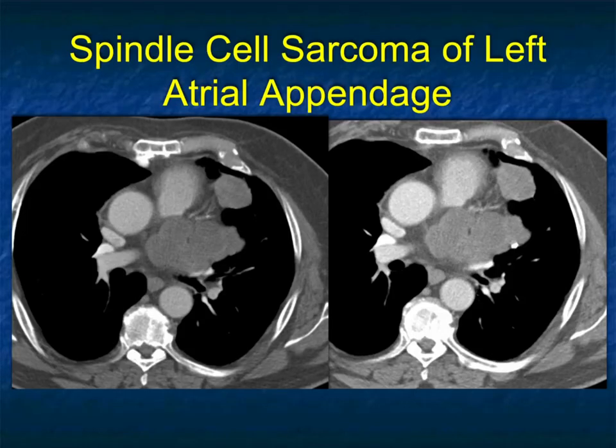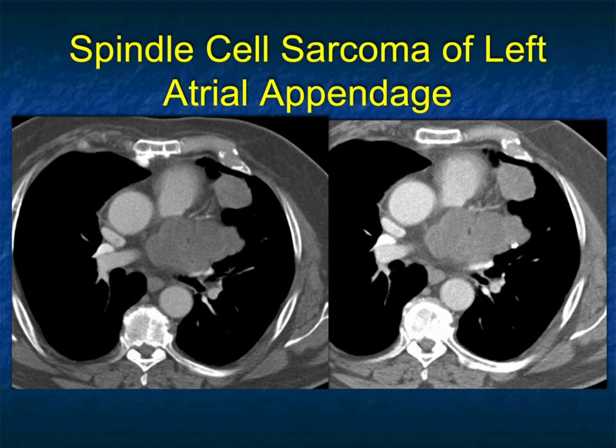Here's a good example of a tumor which could be metastasis to the heart. This was a primary tumor of the left atrial appendage. It was a spindle cell sarcoma. So I don't think you have a problem here recognizing the mass and its extent. The right diagnosis would be somewhat difficult.